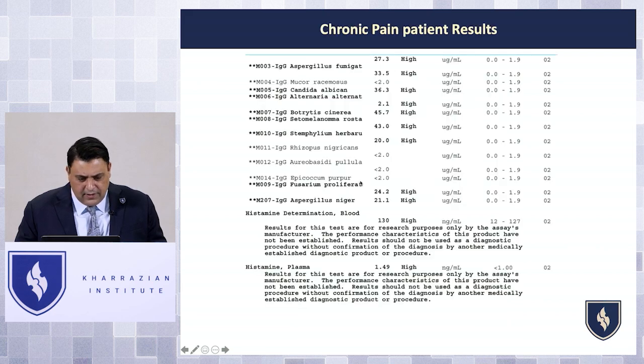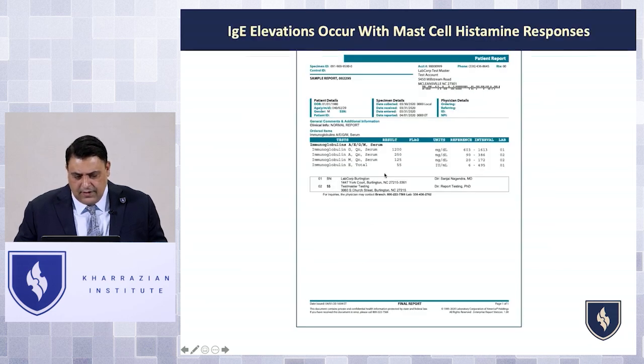Here is a patient with chronic pain. Look what you see here. You see very high levels of histamine, histamine in plasma, histamine levels in blood. They have lots of antibodies to mold species. So this is a chronic pain patient. These things are sensitizing their pain. So in order to get them out of their pain, we've got to get them out of their mold environment, and we need to get their histamine reaction under control.